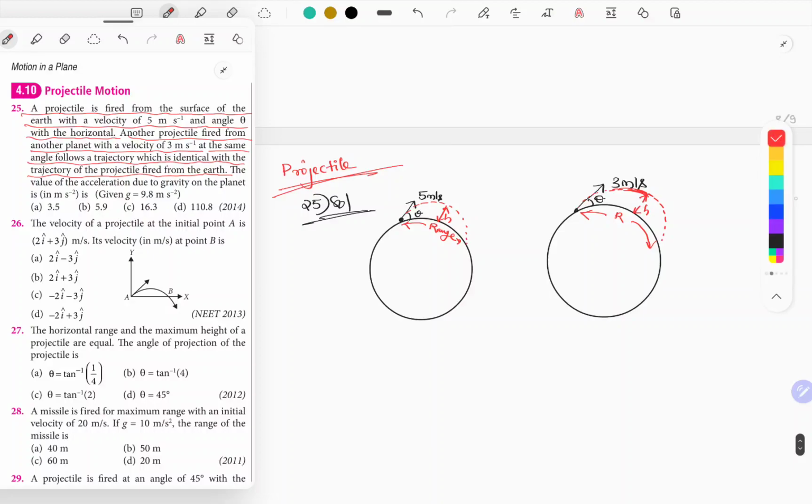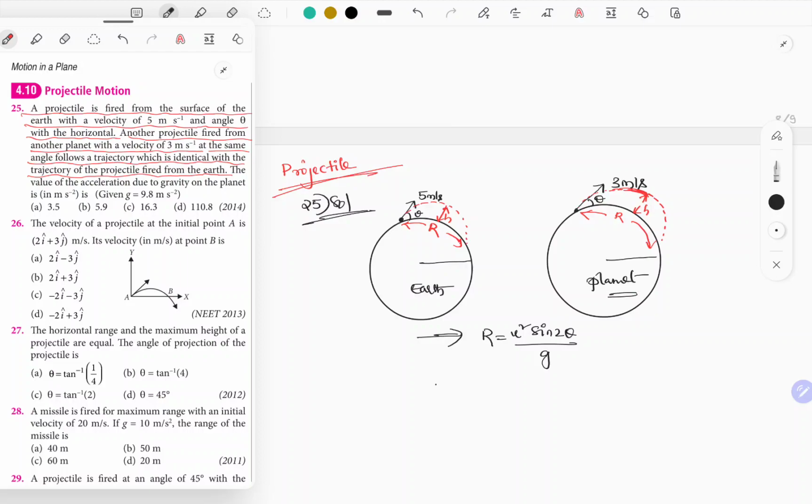There is no change in these values because the trajectory of this particle is the same in both the cases. Can I say range of the projectile is the same in both the cases because they said trajectory is the same? That is the reason I am taking range as same. What's the formula for range of a projectile? R is equal to u square sine 2 theta by g. As range is the same, range on earth and range on planet are both the same.